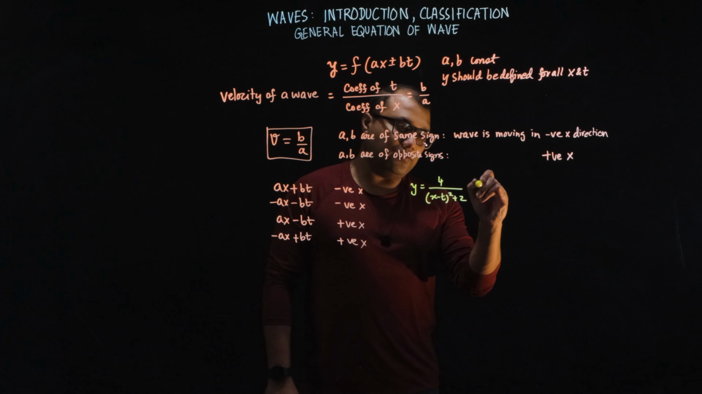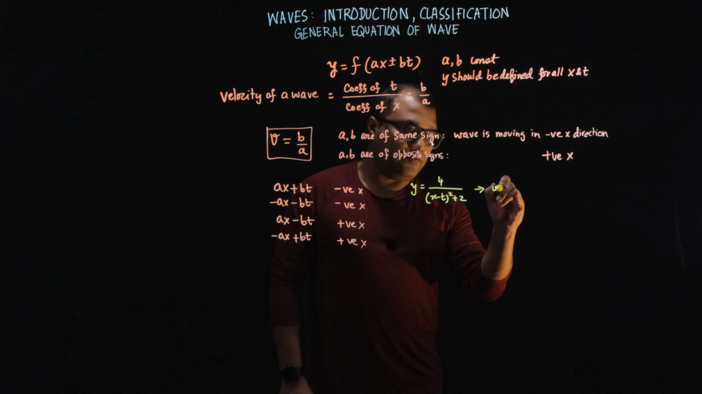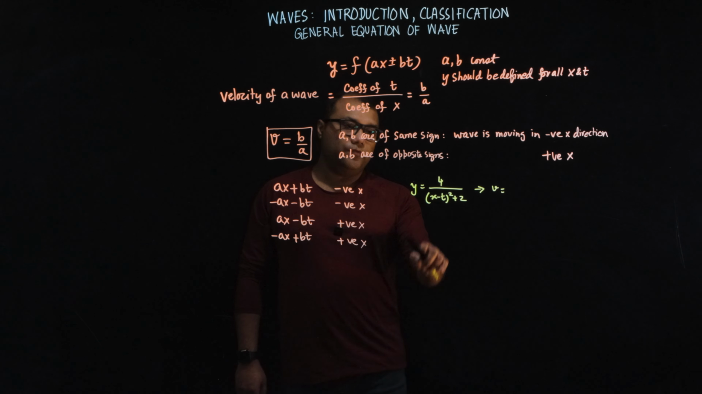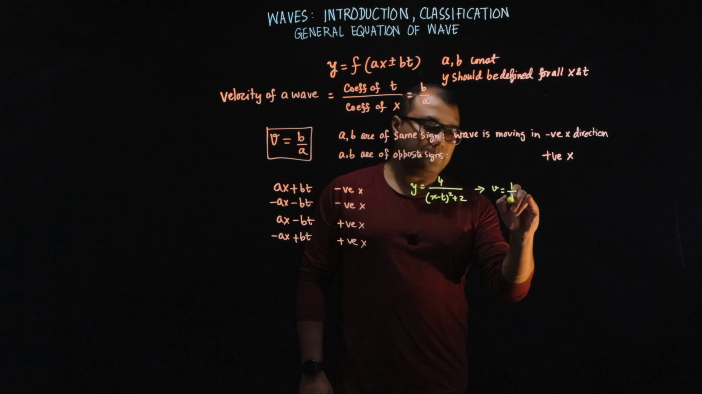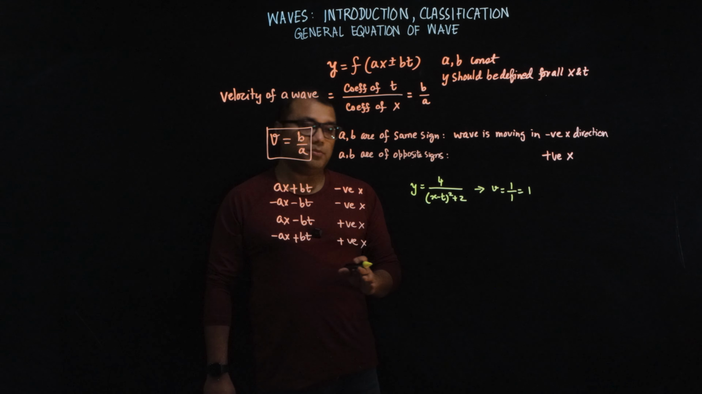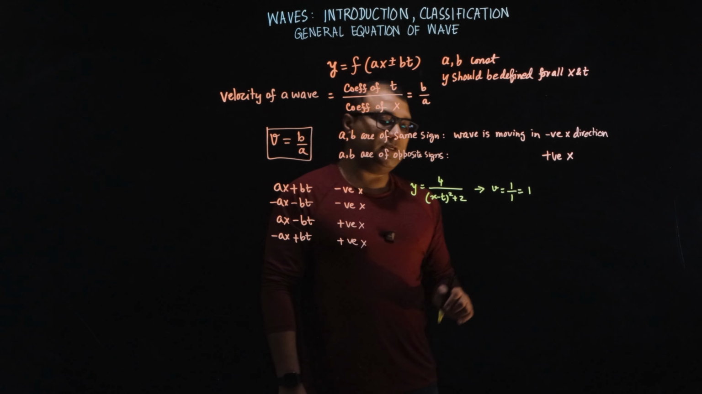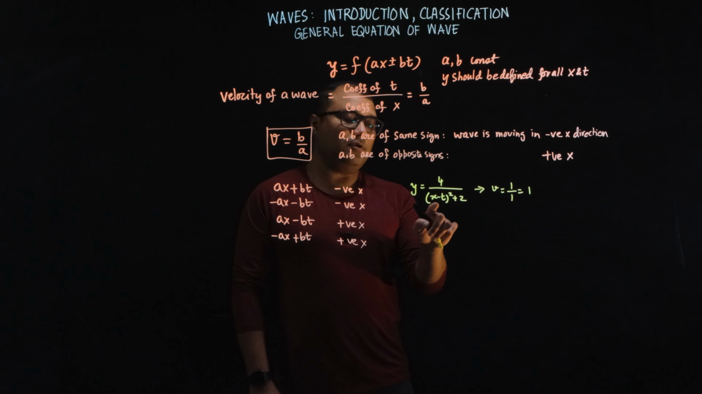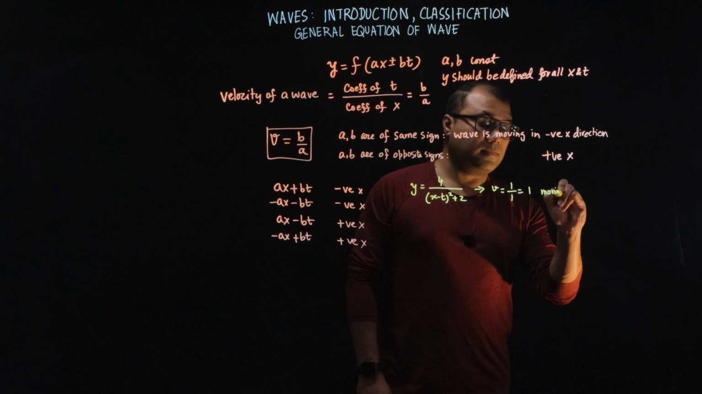Now, what is the wave velocity of this wave? The coefficient of t is 1, the coefficient of x is 1, so the velocity is 1, whatever units, maybe meter per second if we are assuming all SI units. But these have opposite signs, so it is moving in the positive x direction.